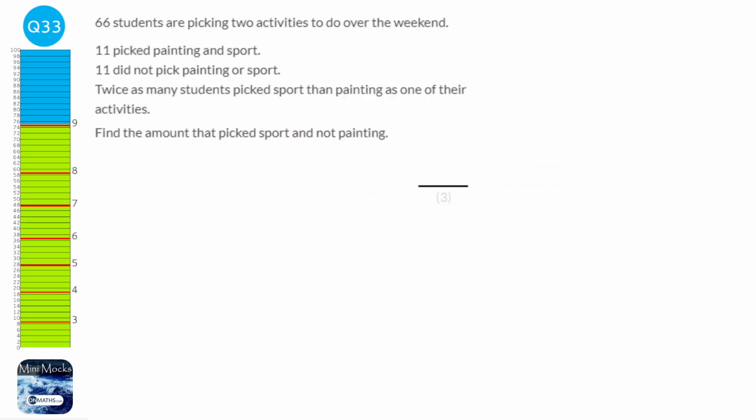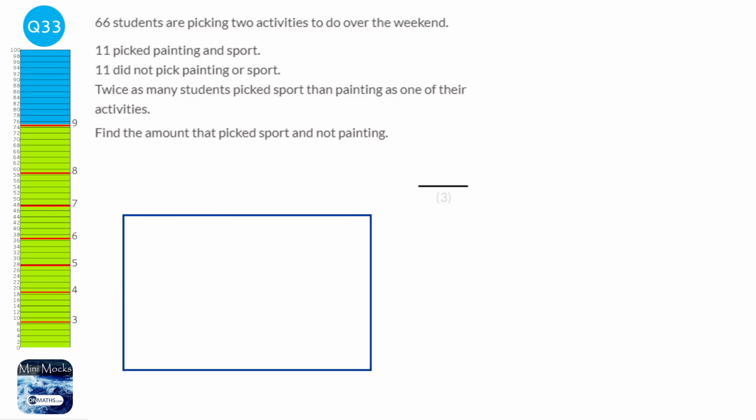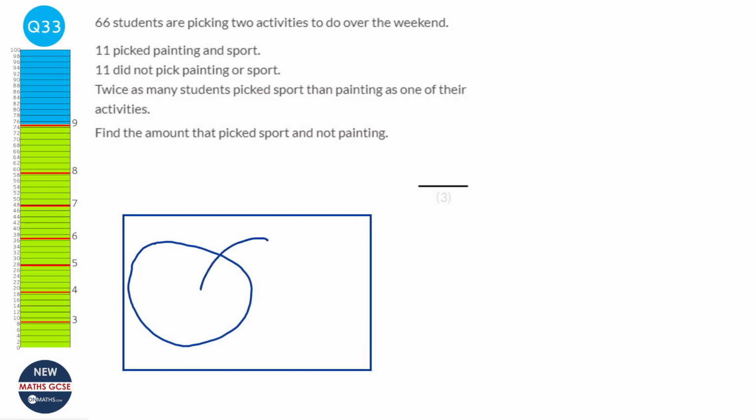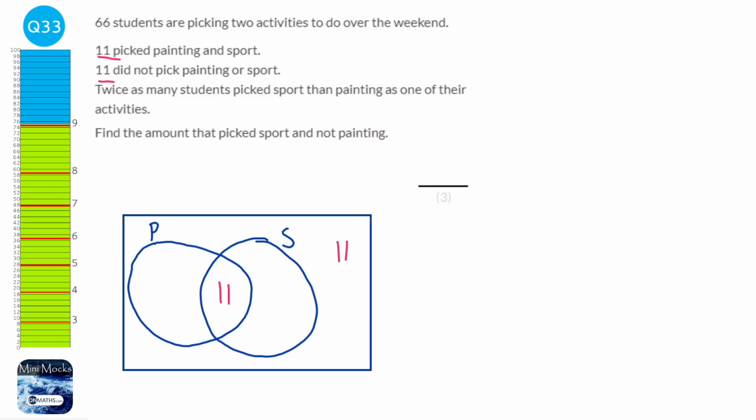So this question will probably need a Venn diagram just to make it a bit easier. So I'm going to draw a Venn diagram. You don't need to. If you can work out how to do this question without, you can do. But I think this is a really tricky question to do without a Venn diagram. So it says that they picked 2 activities. It was either painting, which I'll put as a P, and sport, which I'll put as an S. So let's start filling in the information it gives us. So 11 picked painting and sport, so that will go in the middle, because that is painting and sport, and 11 didn't pick painting or sport, so they can sit on the outside.